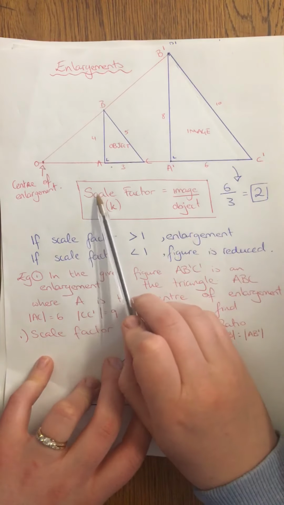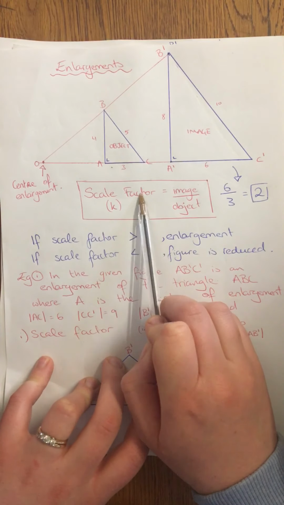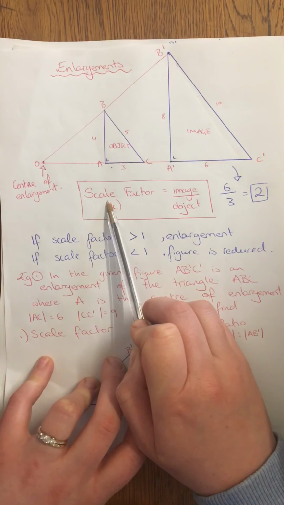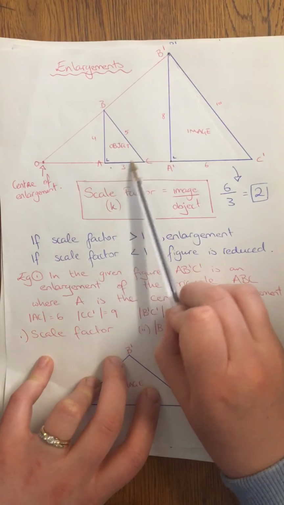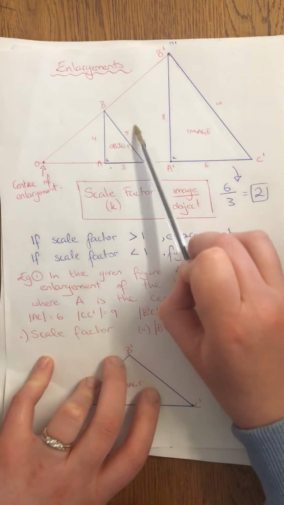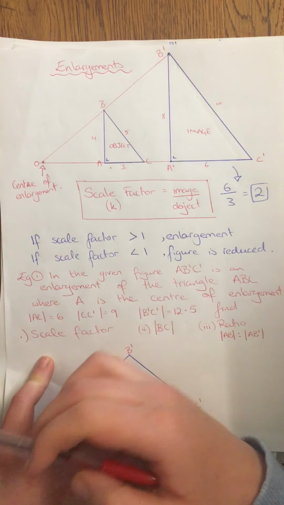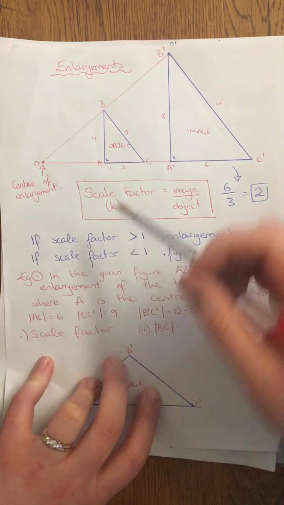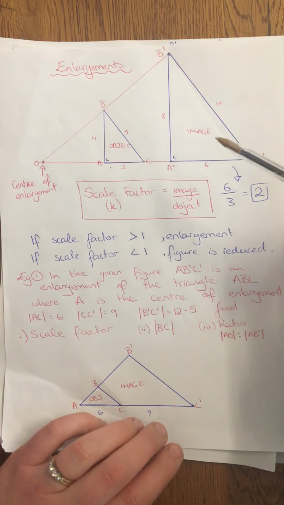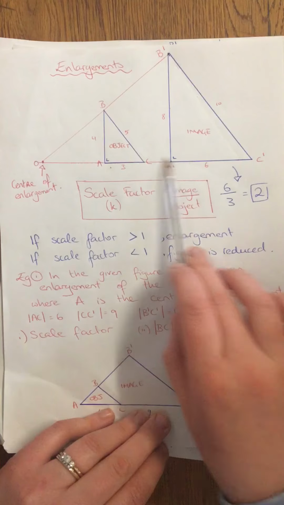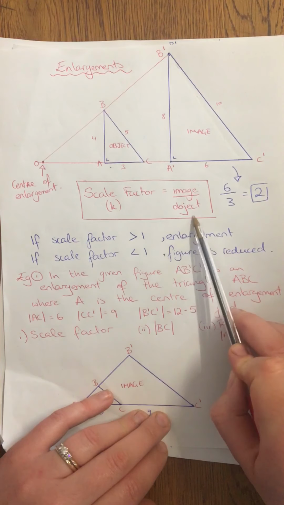Now, you increase it by what's called a scale factor, and K stands for scale factor. In this one, it's pretty obvious. 4 goes to 8, 3 goes to 6, and 5 goes to 10. So you'd be able to tell me straight away that it's doubling, or it's increased by a scale factor of 2. So this is your formula for it, and it's image over object.